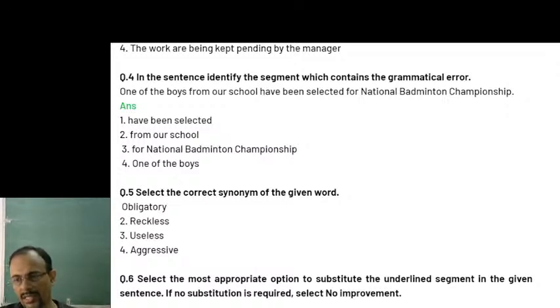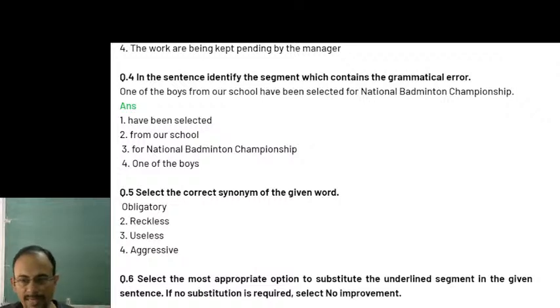No, Harsh, it's correct. One of the boys is always correct, Harsh. It's not wrong. You cannot say one of the boy. You have to say one of the boys, or you can say one of my friends. You cannot say one of my friend. You have to say one of my friends, right?